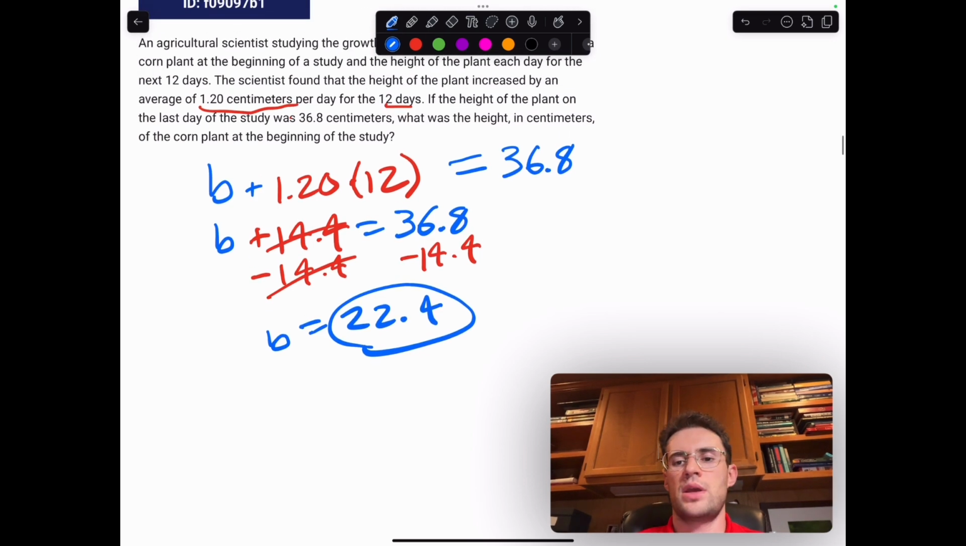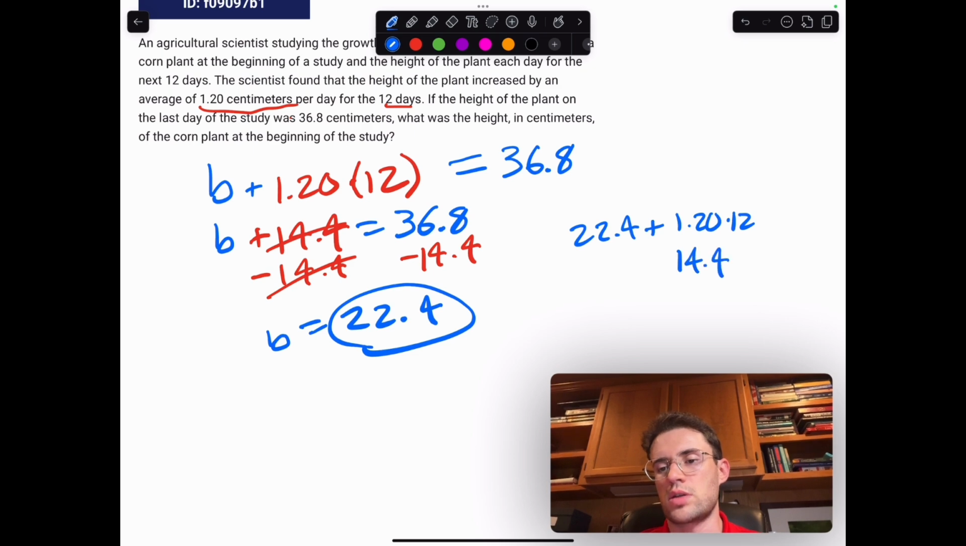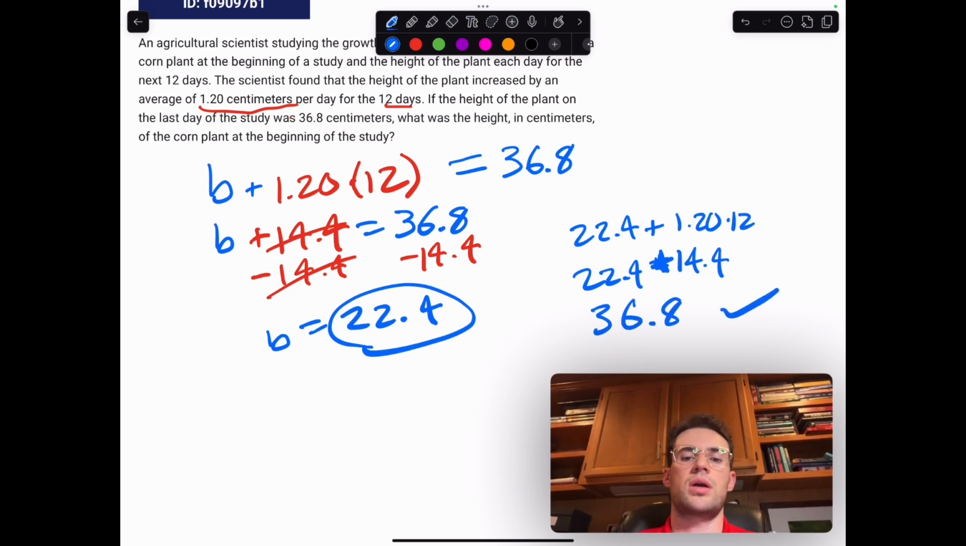And now to check that, just plug it back in. 22.4 plus 1.20 times 12. 1.20 times 12, again, gives us 14.4. 14.4 plus 22.4 would be 36.8, which is what we want it to be. Okay, so that checks out.